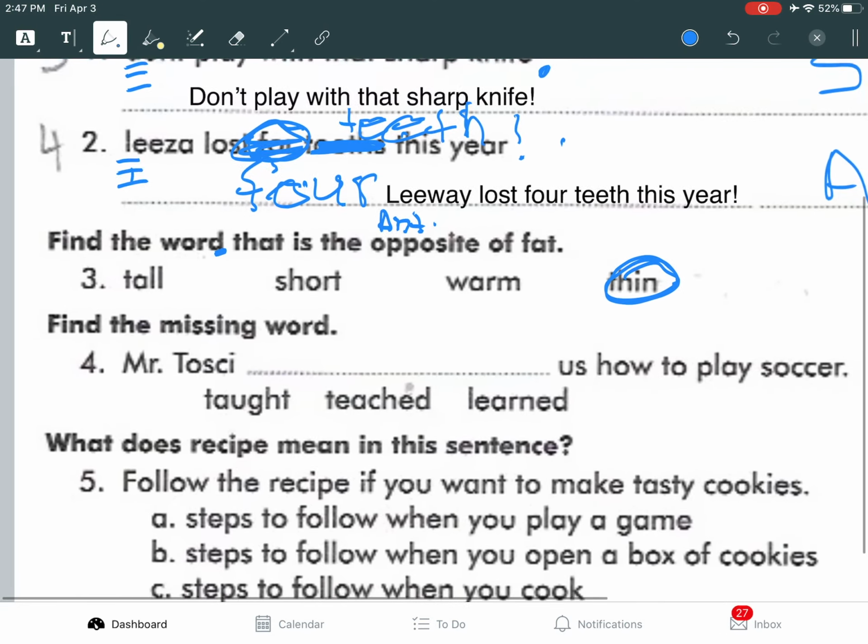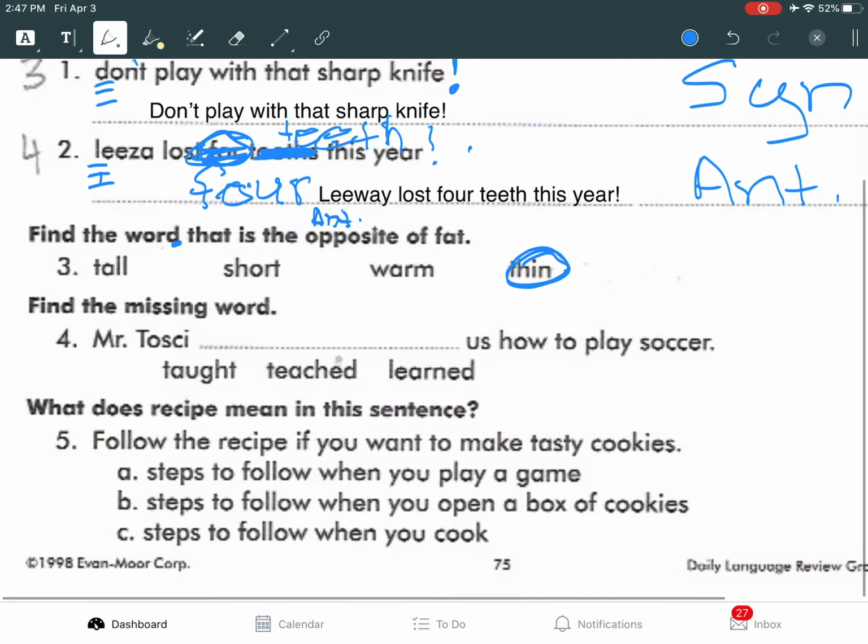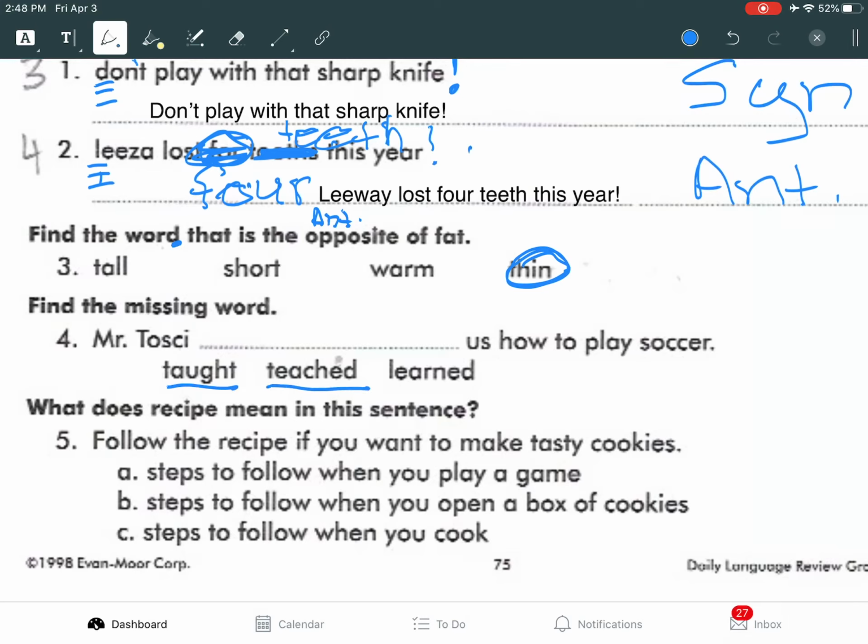All right, let's see this next one. Find the missing word. Mr. Toshi or Toski or however you want to pronounce that. Mr. T blank us how to play soccer. Mr. T taught us how to play soccer. Mr. T teached or Mr. T learned. Well, we know learned isn't going to be it. So which one is it? Mr. T taught us how to play soccer. And that would be the past tense of teach. All right, this is incorrect past tense of teach.